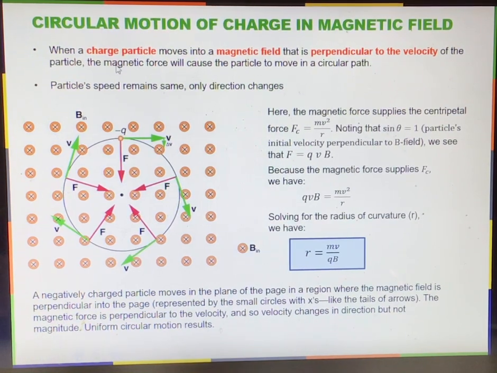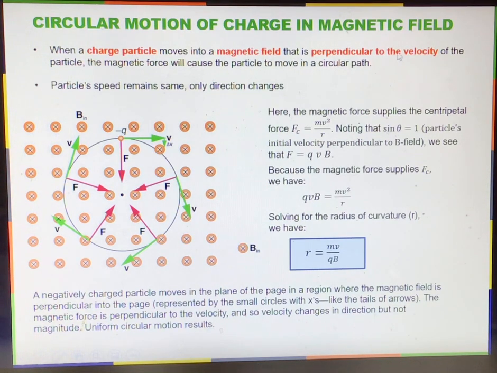All right, so at this point, let's talk about the motion of a charged particle in a magnetic field. When a charged particle moves in a magnetic field that is perpendicular to the velocity of the charged particle, the magnetic force is going to cause the particle to move in a circular path. It's interesting that the speed of the particle is not going to change, only the direction is going to change. So this is an example that tries to explain what is going on.